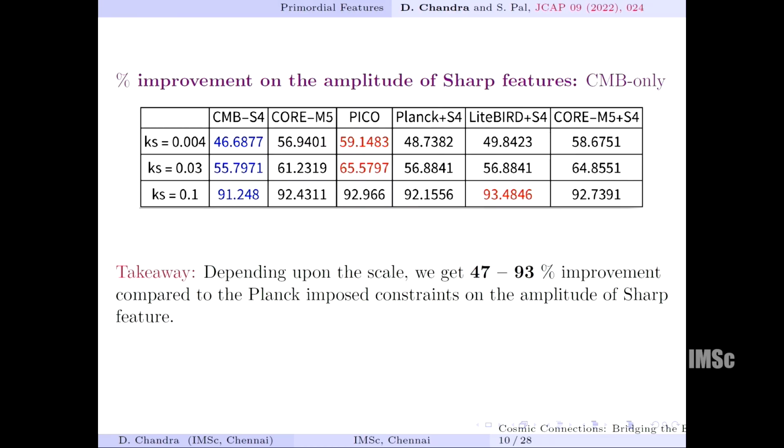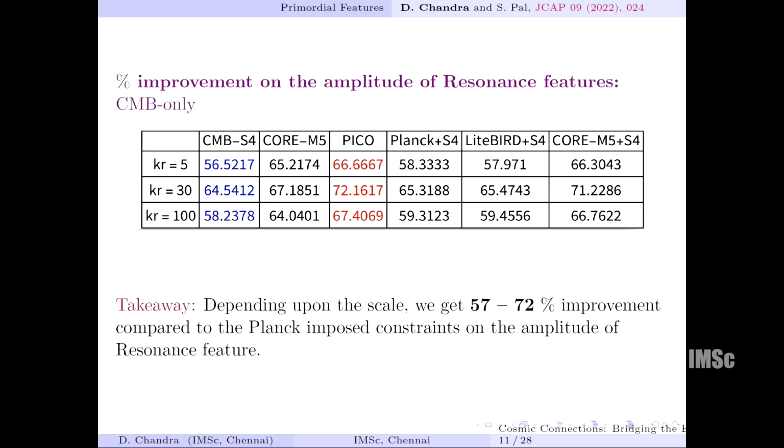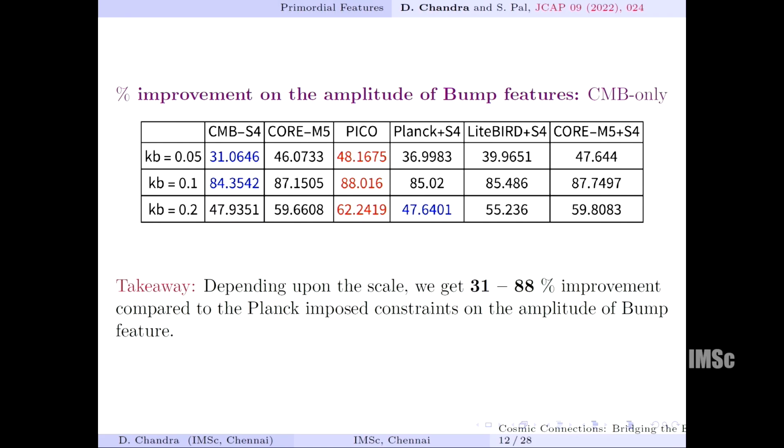For a better understanding, I have tried to express everything in terms of percentage improvement. Depending upon the scales, we are getting from 47 to 93% improvement in the bounds compared to the Planck-imposed bounds. This is for the sharp feature signal with CMB only. Similarly, for the resonance feature we are getting from 57 to 72% improvement, and for the bound feature from 31 to 88% improvement.